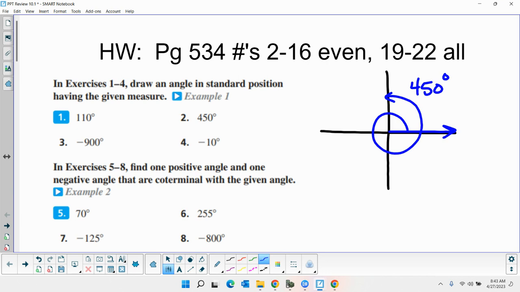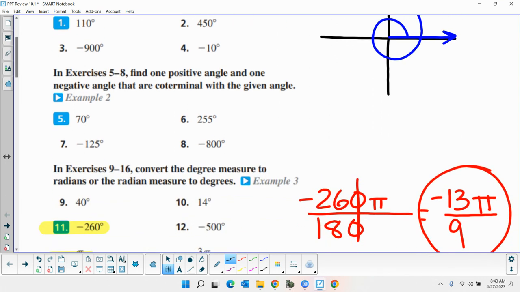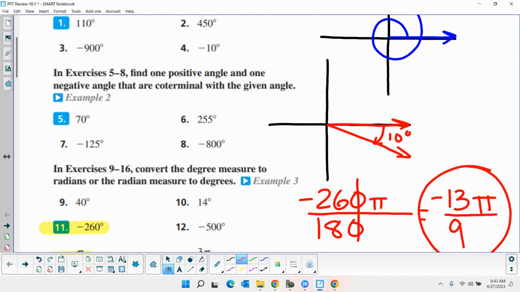All right? Number 4. It's little. Okay? We start here, and negative is this way. 10 degrees. Negative is clockwise. All right?